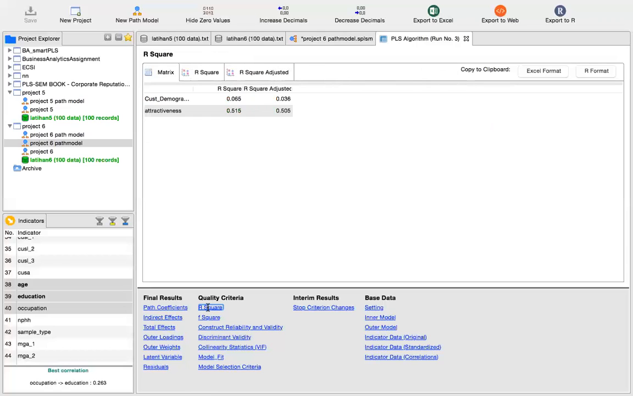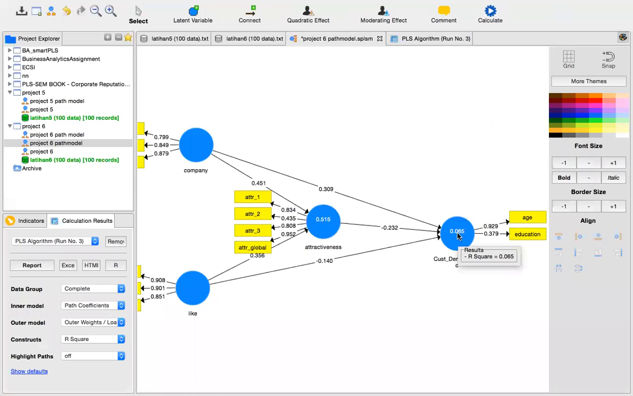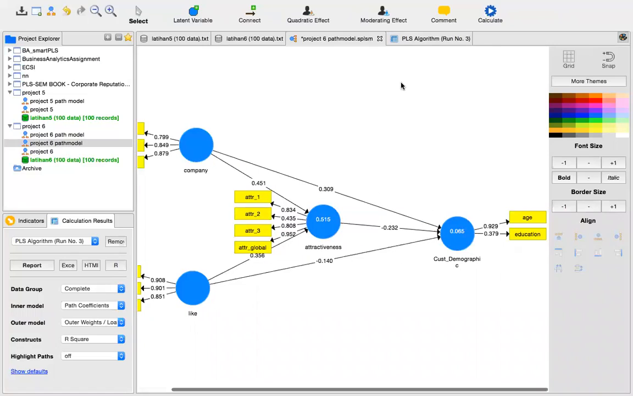Next, we check our R square. So our R square is 0.065, or 6.5%. It means that from all the variables that we have here, there is 7.4% affected between all the variables. 7.5 affects all the variables.